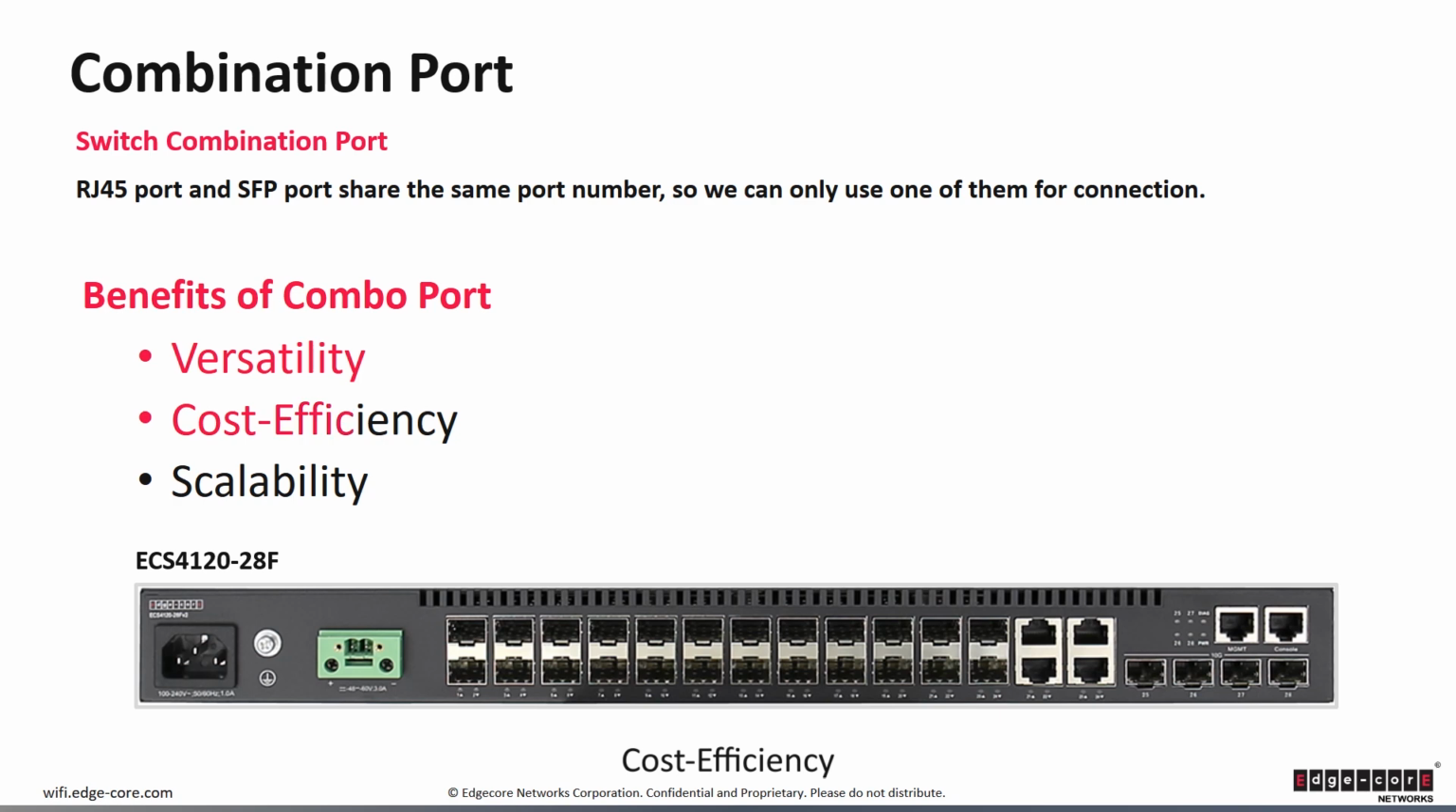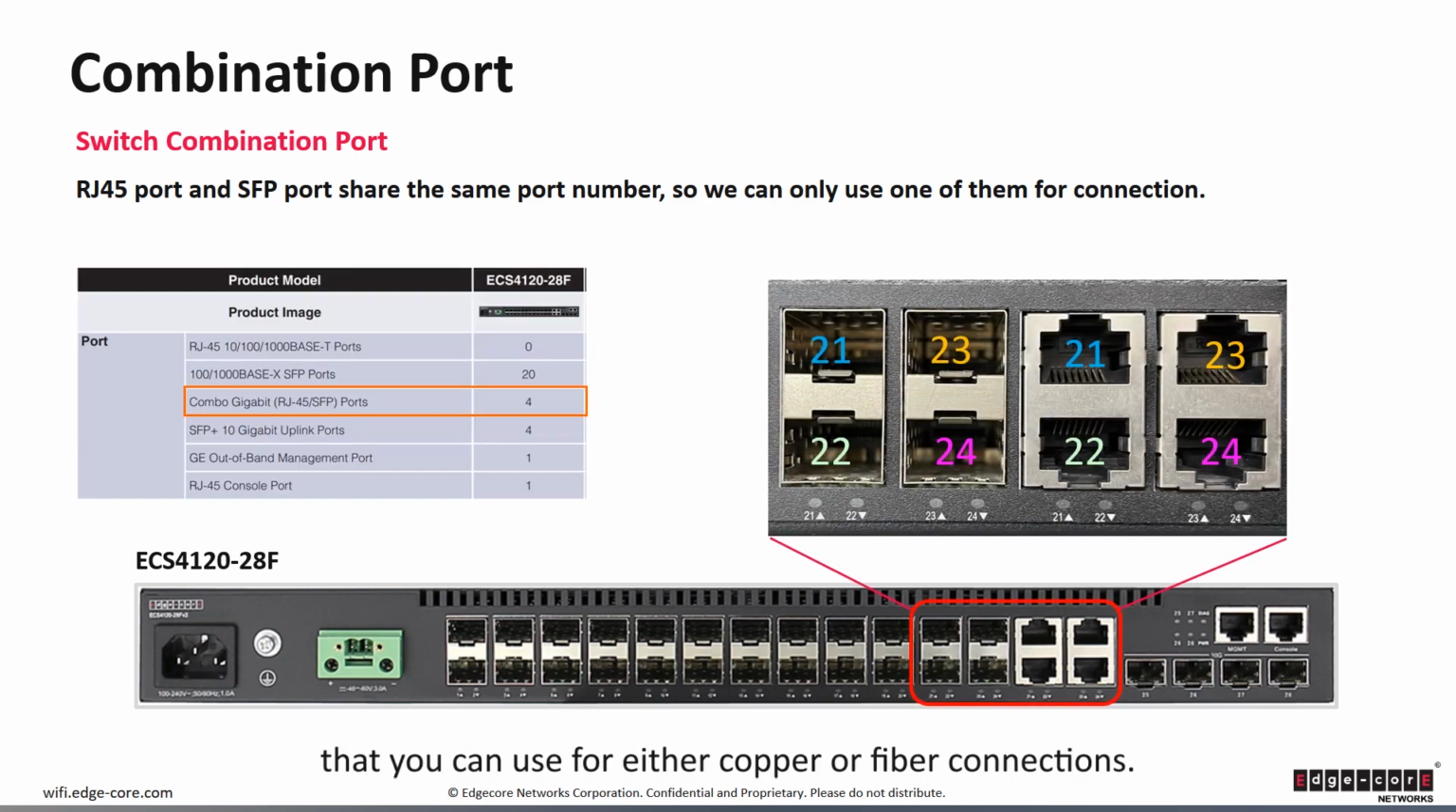Cost efficiency. You can save money and space by using combo ports instead of buying separate switches for copper and fiber connections. Scalability. You can easily expand and adapt your network by using the same switch for different connection types with combo ports. The ECS4120-28F has 4 combo ports that you can use for either copper or fiber connections. These are ports 21 to 24.